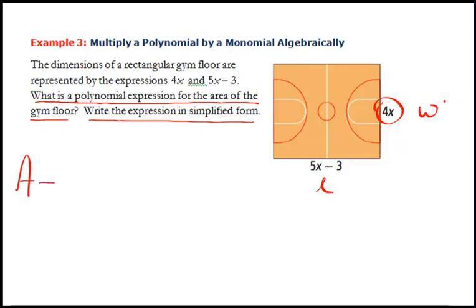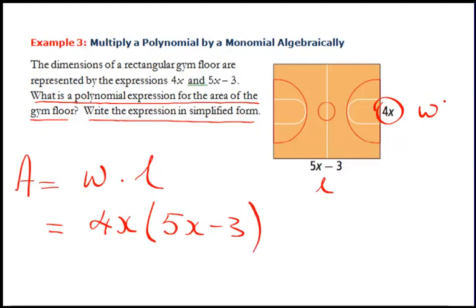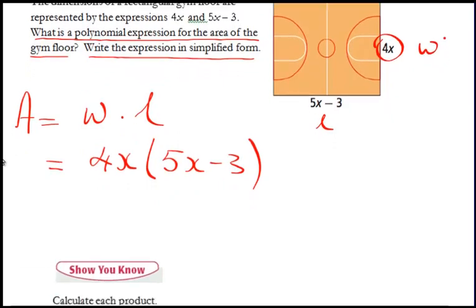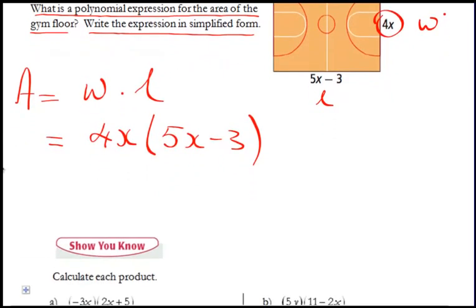Well, let's start off here. Area is equal to width times length. So I'll put down my width there is the monomial 4x, and my length is 5x minus 3. So there's an expression for the area. Now, look at the second part there. They want us to go through and simplify it. What they mean by that is we want to multiply this monomial by the binomial. So let's see what we get here.